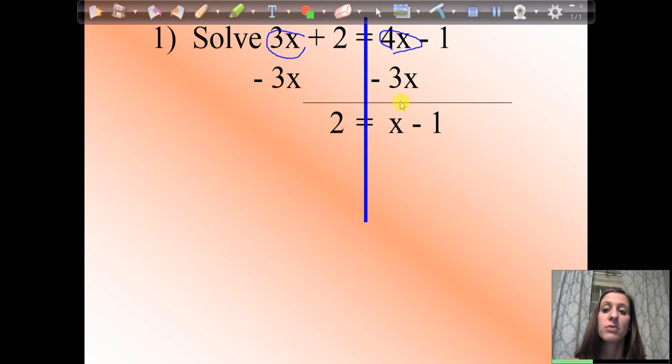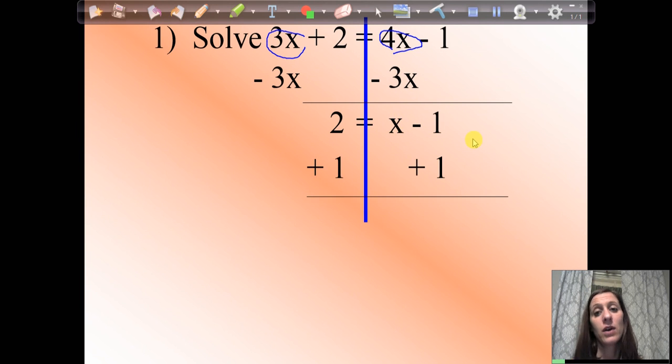Once you've moved your variables and combined them together, then you are left with an equation that we've been solving in class, where now we have x in one location. To cancel x, I should add 1, and we're going to end up with that x equals 3.